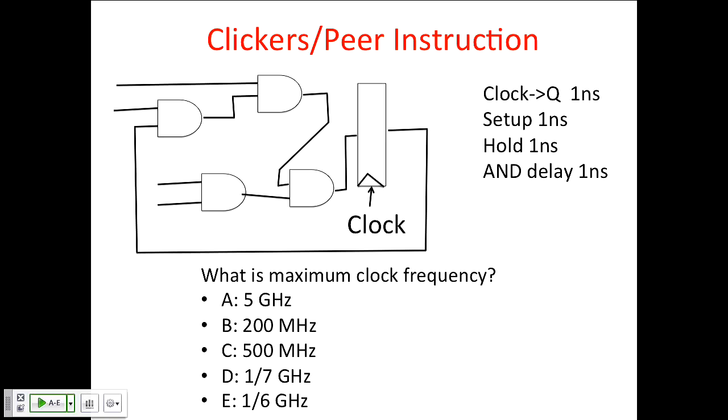All right, let's see if you got that. So clicker time. So just to explain this a little, here's a little circuit. These are AND gates, and the delay of each of those AND gates is 1 nanosecond, right? So the AND gates are combinational blocks with 1 nanosecond delay. You have the other parameters here. So what's the maximum clock frequency of this circuit? Oh, let me turn the thing on.